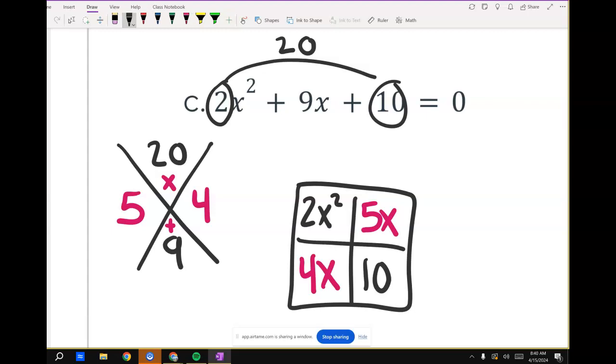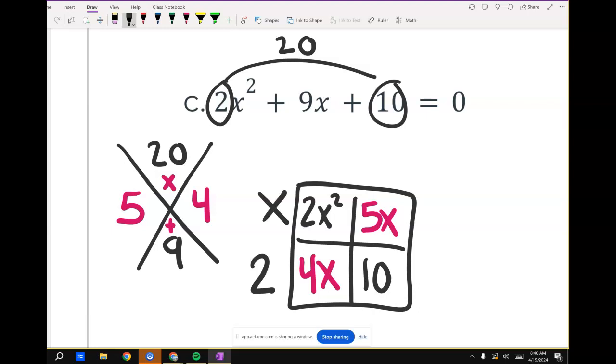All right, greatest common factor time. Between our first row, 2x squared and 5x, the only thing we can take out is an x because between 2 and 5, the greatest common factor is 1. Between 4x and 10, the largest number that goes into both is 2. So you have a plus 2 out here.